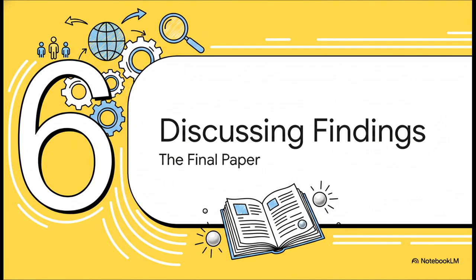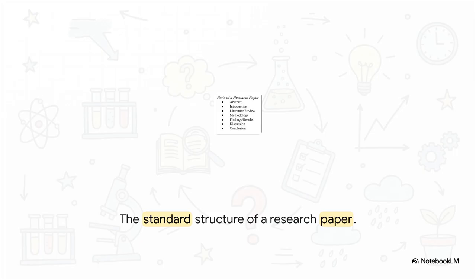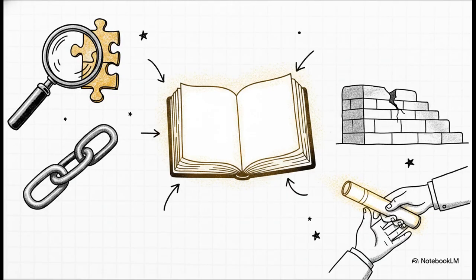Finally, part 6, discussing and sharing findings, the final paper. All your incredibly hard work fits perfectly into this exact, globally recognized structure of a published research paper. From your abstracted methodology all the way down to your findings, it all specifically culminates in the discussion section. This is where you actually get to interpret the entire journey for the reader. A truly great discussion section doesn't just dryly repeat the numbers from your results.